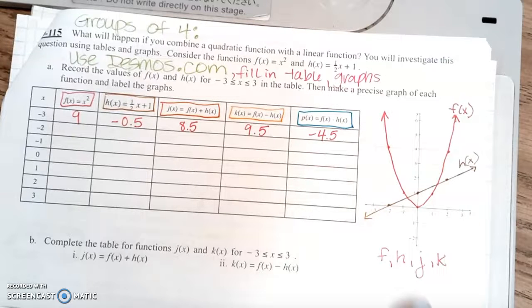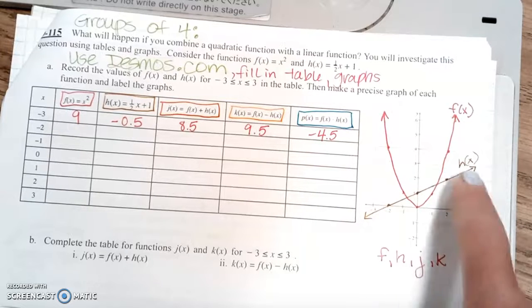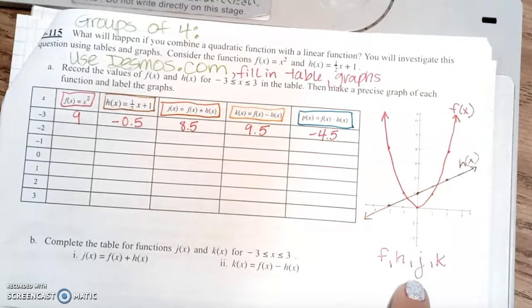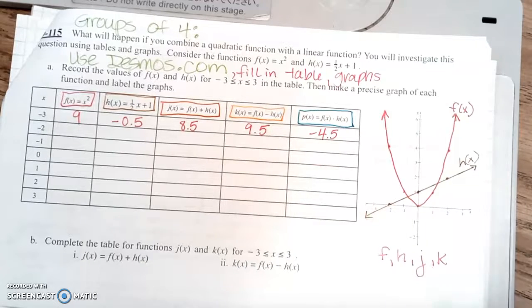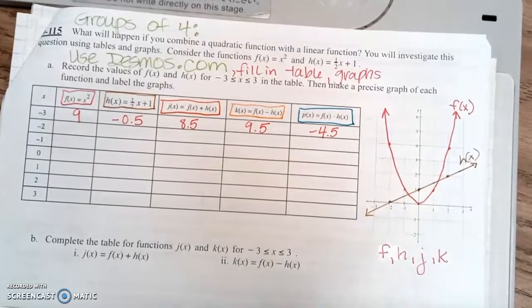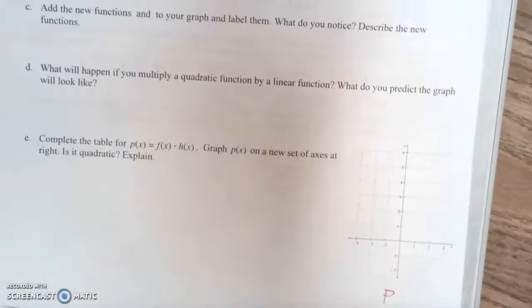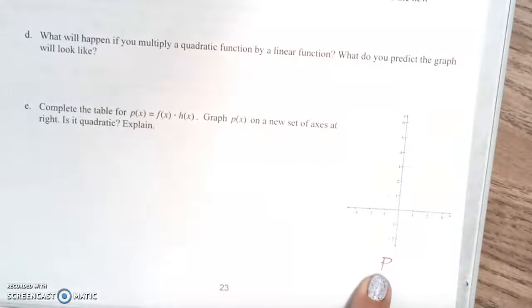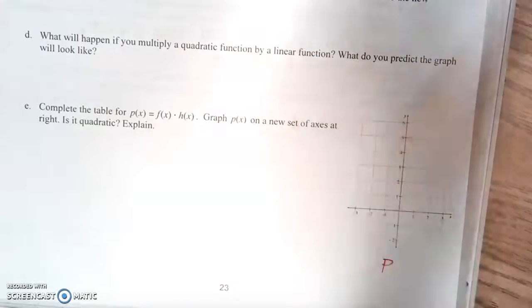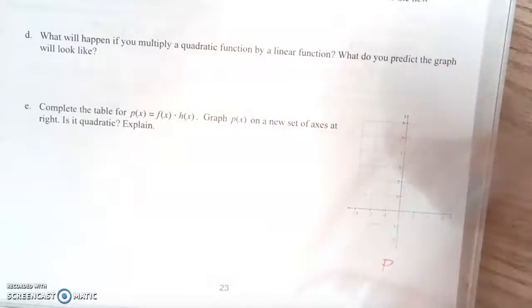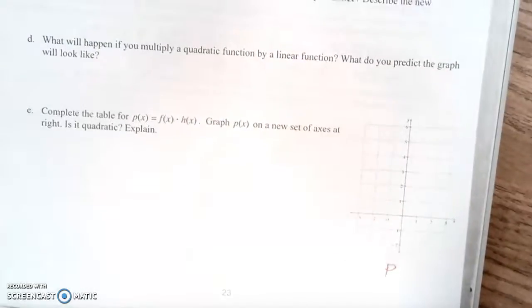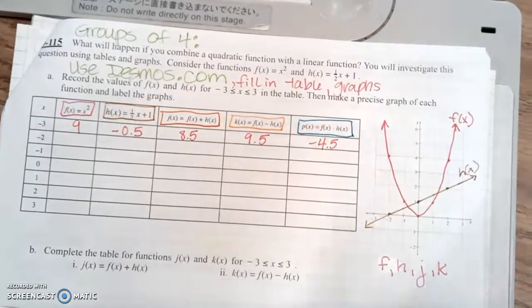They're going to want you to graph the h of x, which I already graphed for you in brown. So you just need to add the j and the k. And then down at the bottom, there's a second graph. That one's going to have graph P, which you'll figure out by the end, okay?